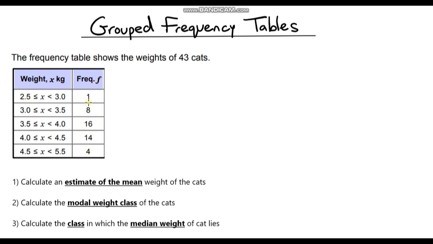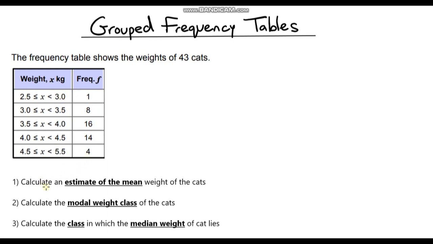So for this first cat here, we know that it weighs between 2.5 and 3 kilograms. But these inequality symbols tell us a bit more. It tells us that it's greater than or equal to 2.5 kilograms, so it could equal 2.5 and that would fit into this category. But it's strictly less than 3 kilograms. So if this cat was 3 kilograms exactly, it wouldn't fit in this category, it would go in the one below because this is less than 3 kilograms.